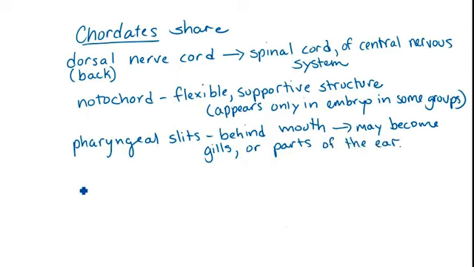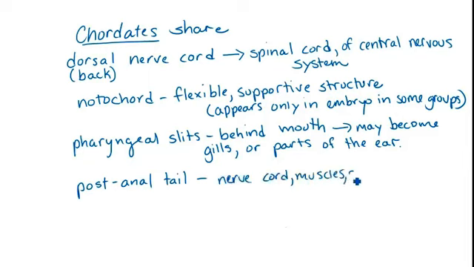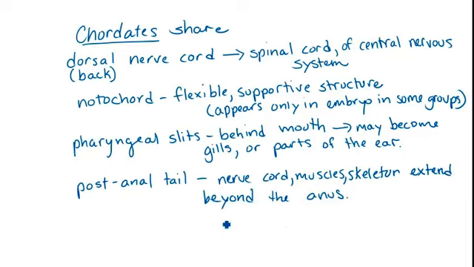The final trait that all chordates share is a post-anal tail. So this just means that the nerve cord, muscles, and any skeleton extend beyond the anus. Obviously, we don't have a post-anal tail, so for animals which do not have a tail, this tail may exist only in the embryo, just like the notochord.